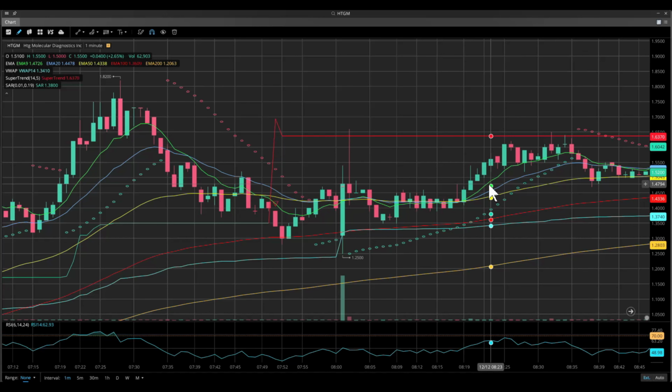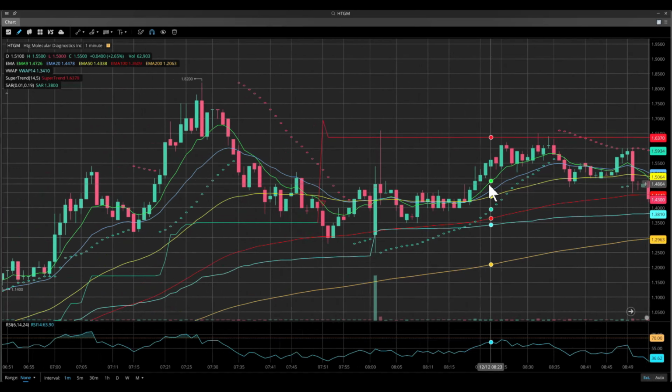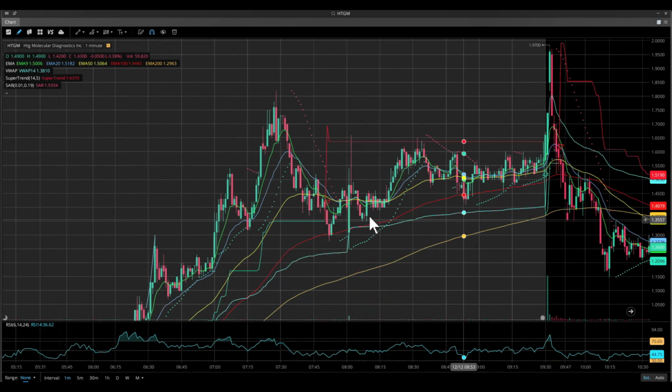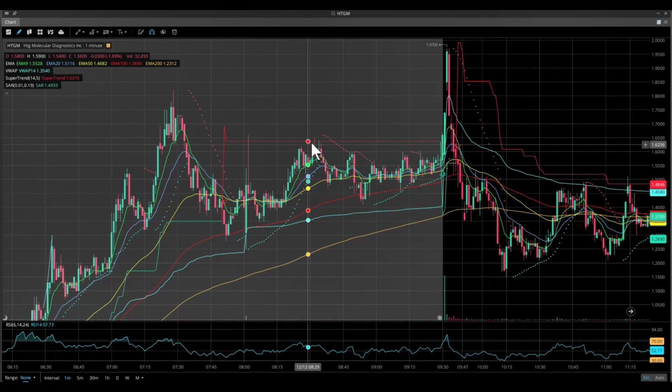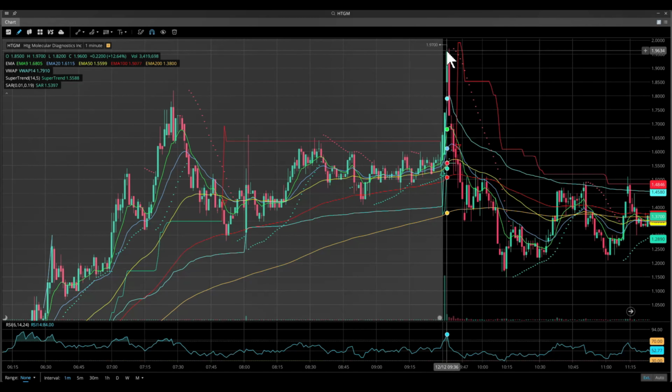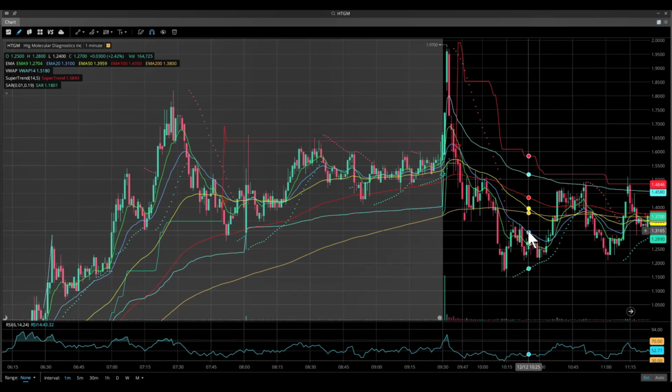And as you see right here, it hits super trend and it falls down. It gets close to super trend and gets pushed down, pushed down. Although it hit $1.97 at open, and then it just gave up.